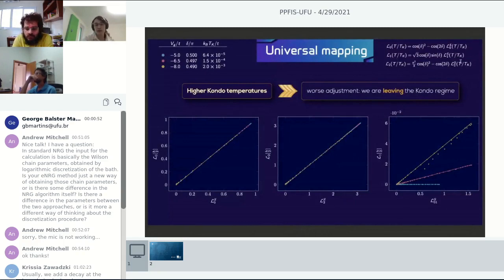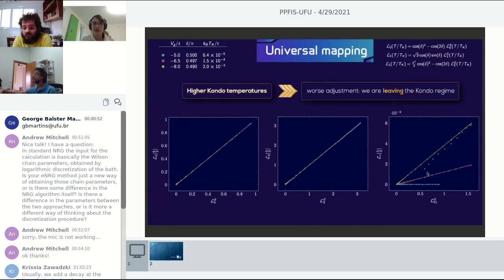Another way to represent this universal mapping is by plotting the energetic moments versus the universal functions. And due to this universal mapping, we expect to see lines, which is indeed what we see. All with good adjustment, except those points that I pointed out on the last slide.